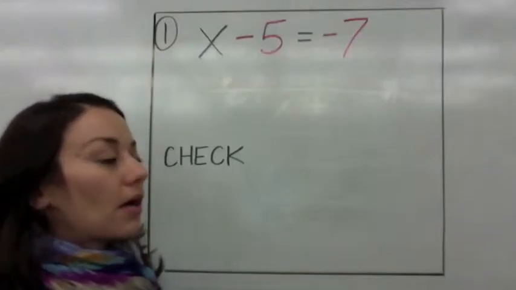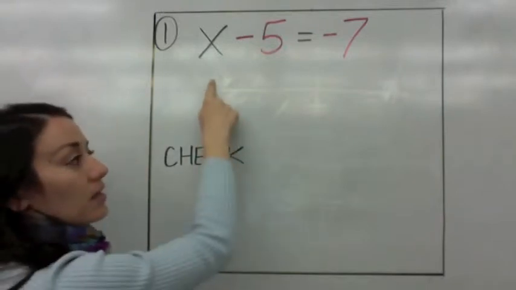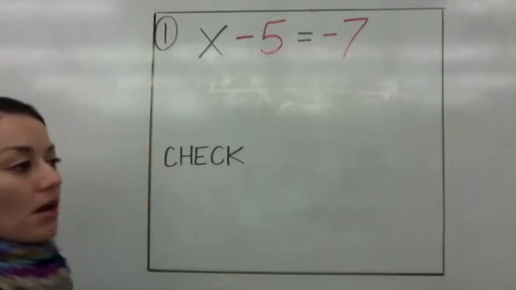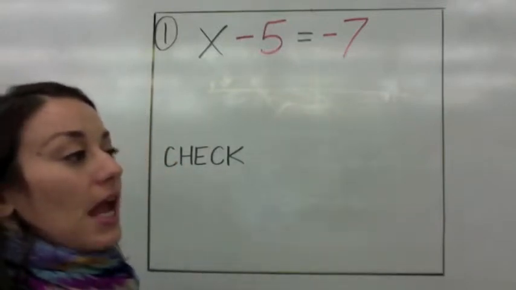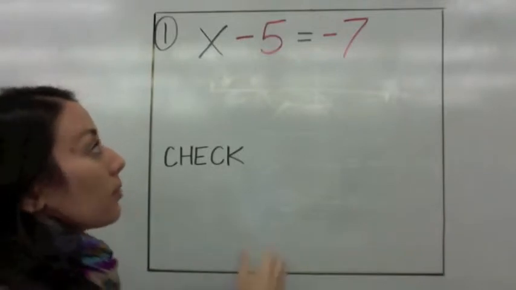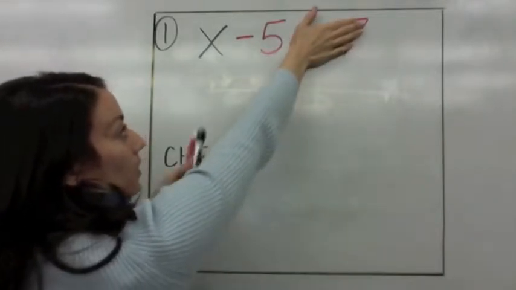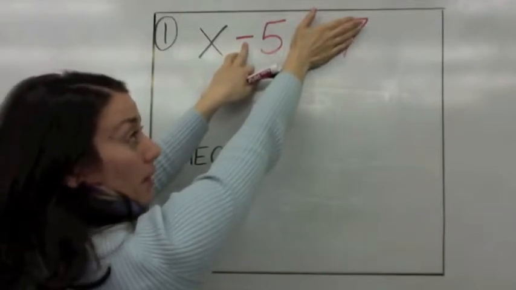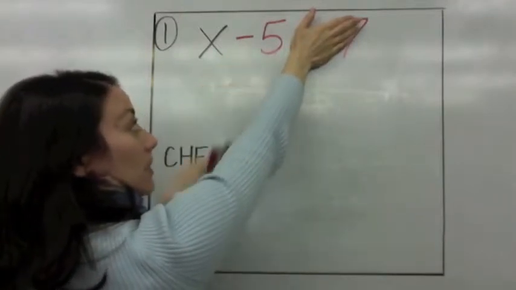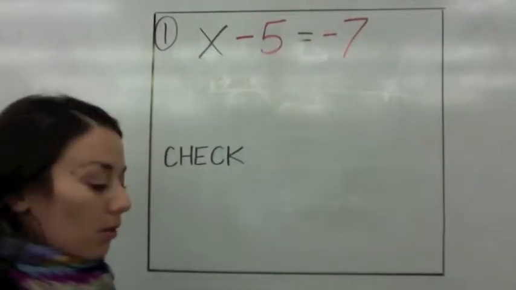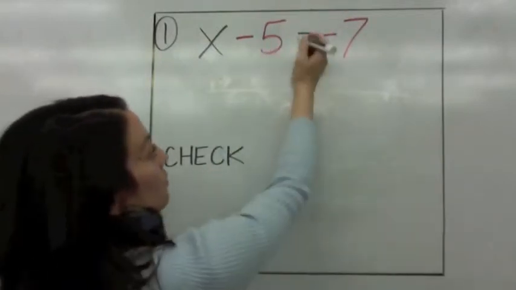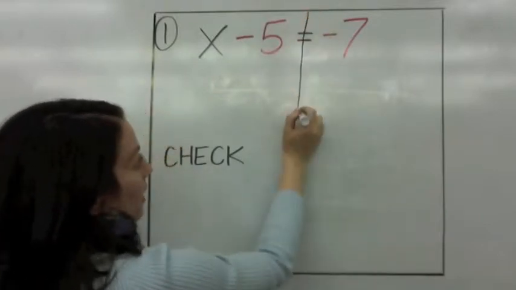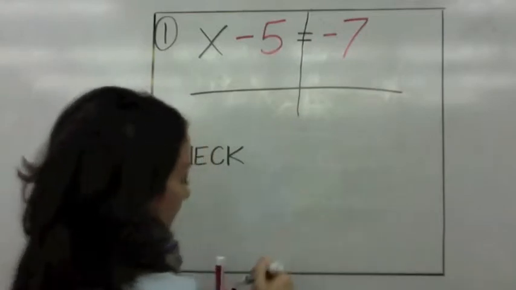Read equation 1 with me. It says x minus 5 equals negative 7. Here is how these are different. Now we have an expression on this side that has a minus sign. It's been positive for the past few days, but now there's a subtraction sign. But we're going to solve it the same way. What's the first step? You make a T. We call this the T-bone steak.